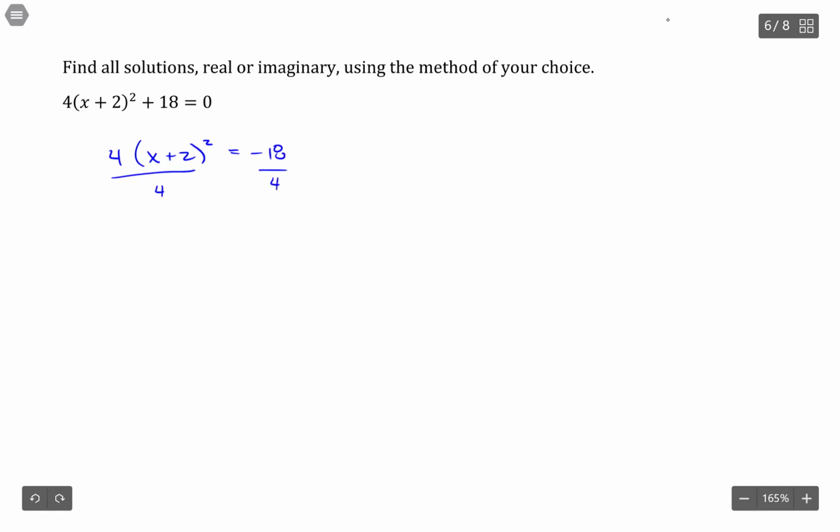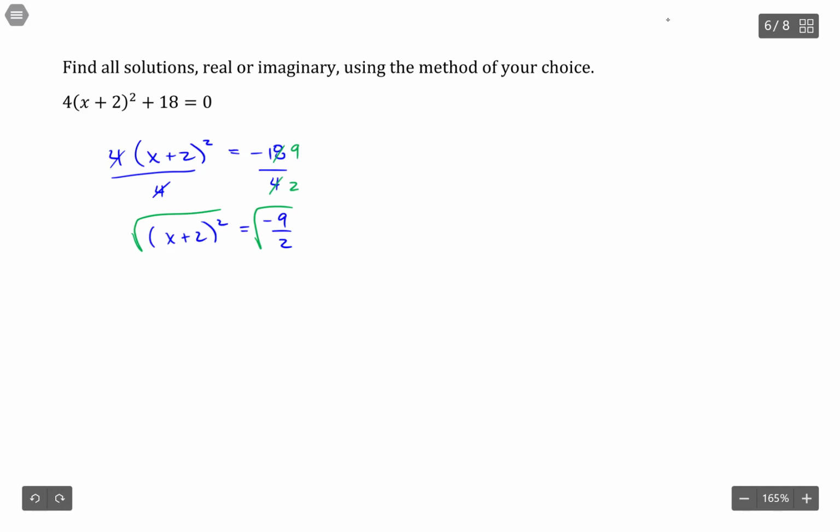Divide both sides by 4 so that we can get the x plus 2 quantity squared on its own. Then, let's see, this will reduce. If I divide 2 out of each of these, that would give me 9 halves. So negative 9 halves.